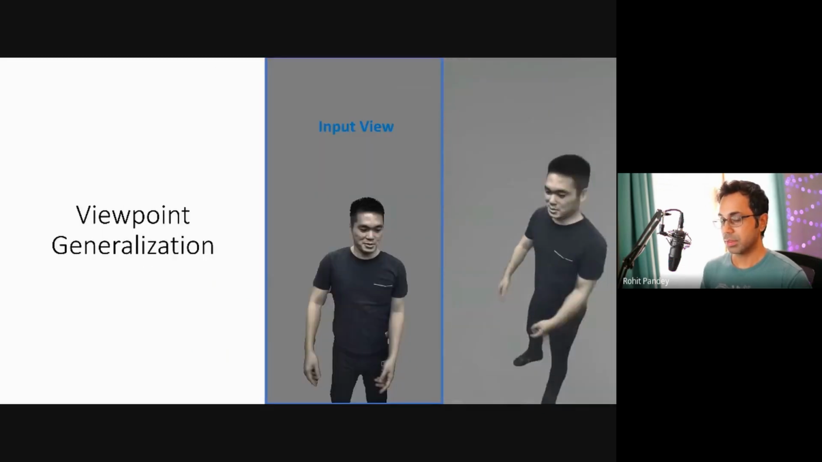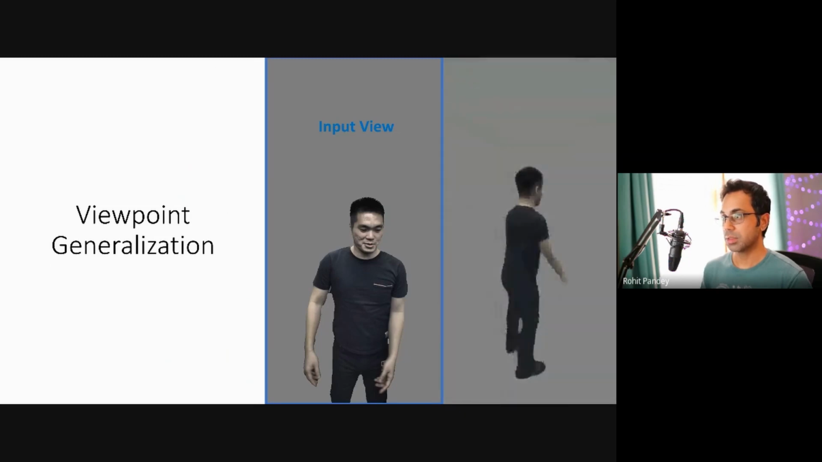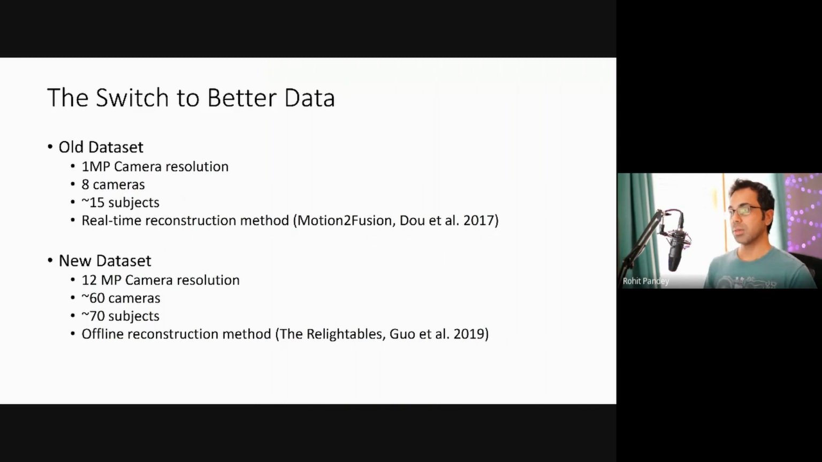And, you know, it was encouraging given how difficult the problem was. Here we quickly show the viewpoint generalization as well. Similarly, some issues with temporal stability. So what we realized at this point was that we were limited by the quality of our data sets. So we invested some time in improving our capture setup and collecting a much better data set. The old data set stats are given here: much lower resolution cameras, fewer subjects. The new data set had way more cameras, much higher resolution, and a lot more subjects.